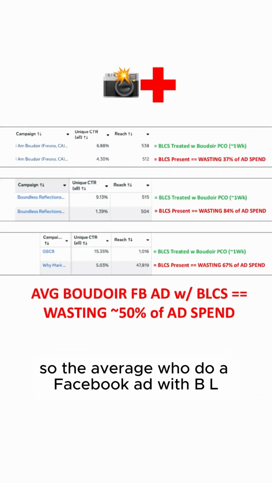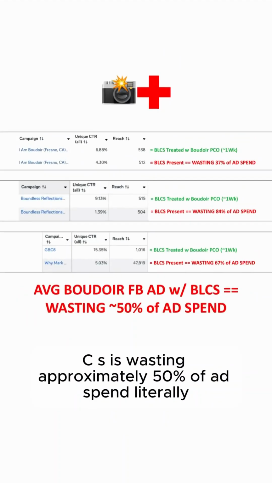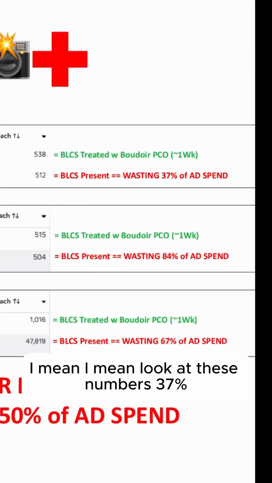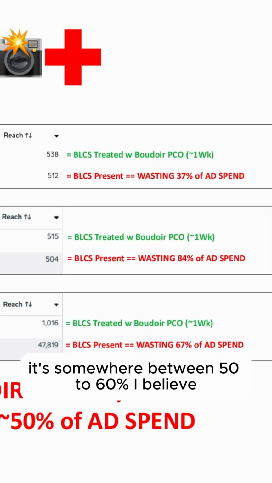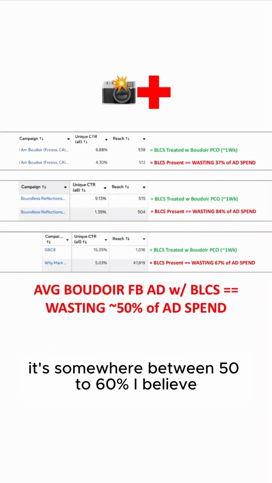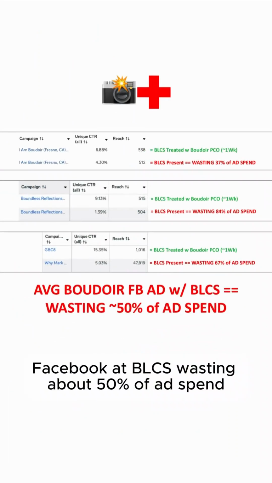So the average Boudoir Facebook ad with BLCS is wasting approximately 50% of ad spend. Literally, I mean, look at these numbers: 37%, 84%, 67%. Just take the average of those. It's somewhere between 50 to 60%, I believe. So a Boudoir Facebook ad with BLCS is wasting about 50% of ad spend.